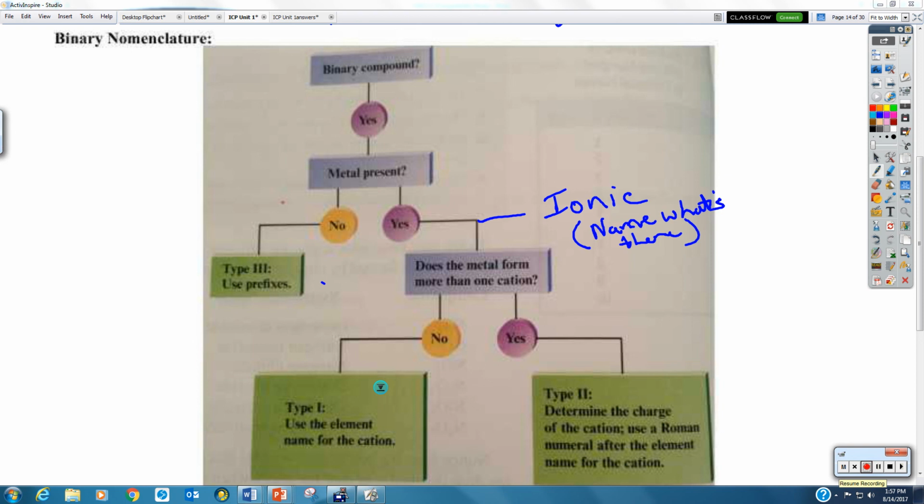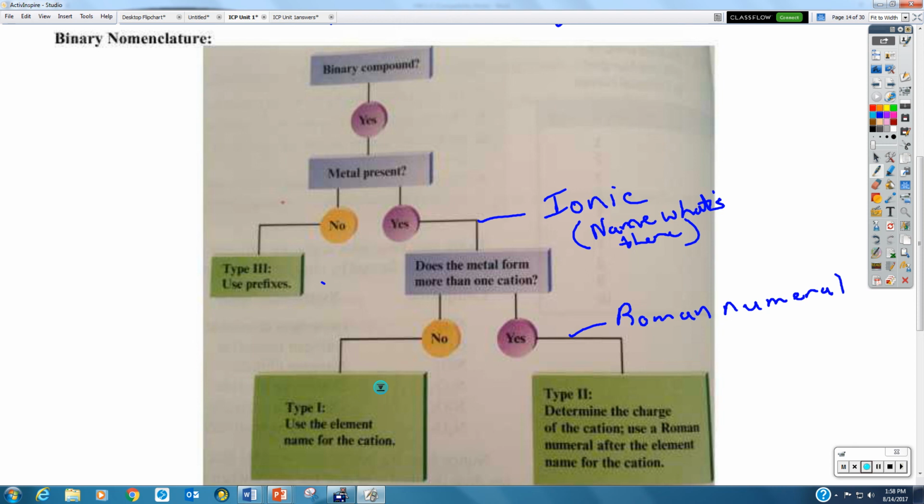Does the metal form more than one cation? If it has more than one valence, like the list that we just went through, then you need to use the Roman numerals. Use a Roman numeral to name it, so you would have something like copper 1 oxide, or copper 2 oxide.